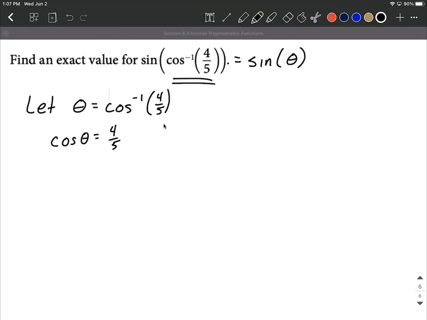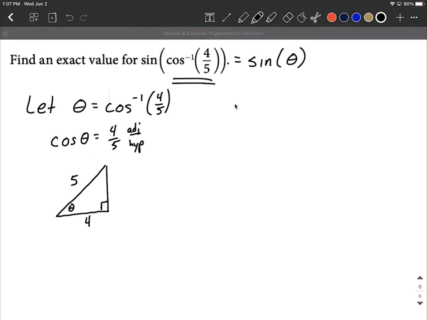From here, what I'm going to do is suggest that we draw a quick triangle to go along with our situation here. We know we can draw a right triangle because we have a trigonometric function and ratio. I'm going to place theta in this bottom left-hand corner. By SOHCAHTOA, I know that cosine is adjacent, so I can put the 4 at the bottom over the hypotenuse. So adjacent over hypotenuse based on SOHCAHTOA.